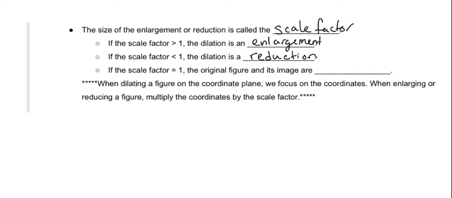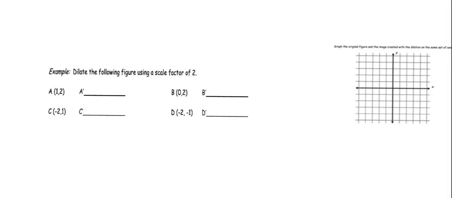Now, if the scale factor is equal to 1, then the original figure and its image are going to be congruent. They're not going to change size. So technically, we really don't even have a dilation if it's equal to 1. Some important note I wrote was when dilating a figure on the coordinate plane, we focus on the coordinates. When enlarging or reducing a figure, you multiply the coordinates by the scale factor. We'll see that in this next example.